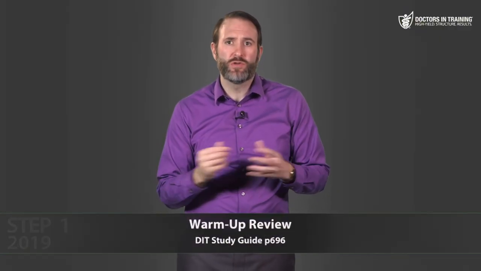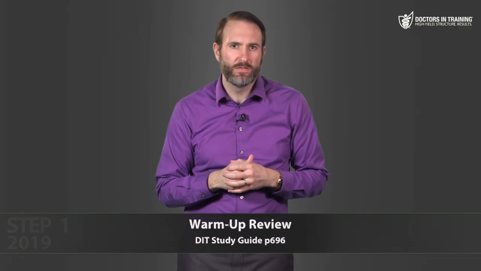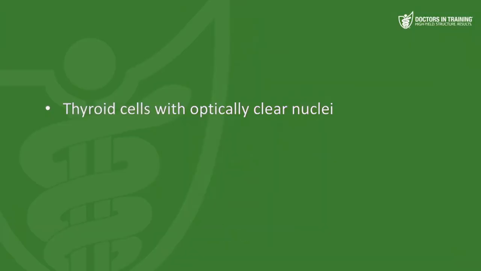It's time for another warm-up. Let's get going. First question here, what disorder is associated with each of the following findings? So we have pathology of thyroid cells with optically clear nuclei. So these are your Orphan Annie nuclei seen with papillary carcinoma of the thyroid.